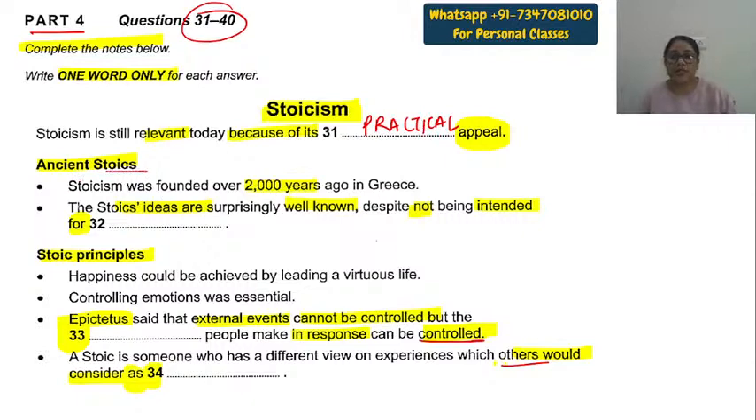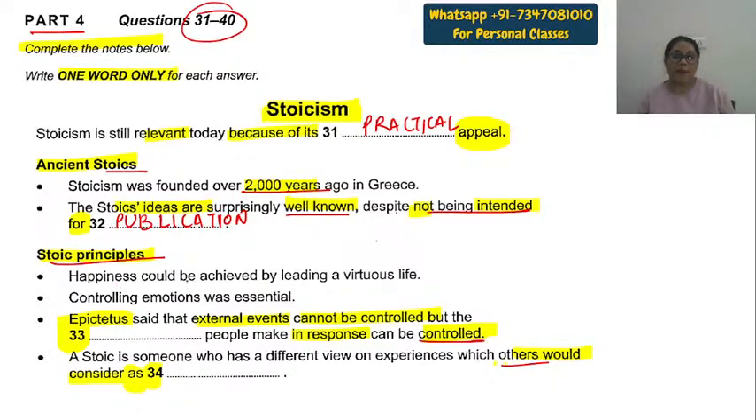Ancient Stoicism was founded over 2000 years ago in Greece. The Stoics' ideas are surprisingly well known despite what they did not use it for? For publication. So the answer is publication. They did not publicize it, okay?